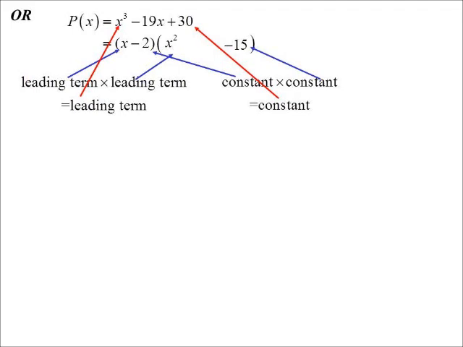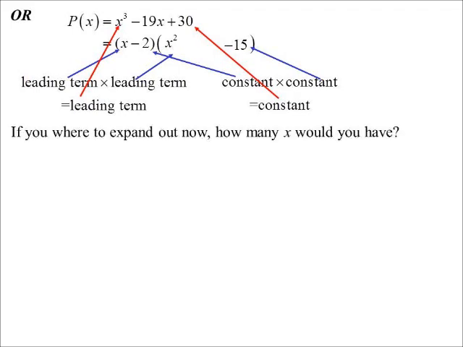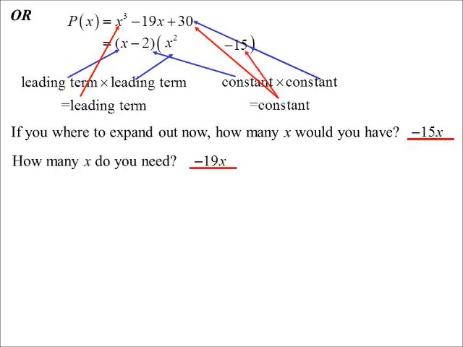And now all I've got to do is work out the middle term, how many x. So I look at that and I say, well, how many x have I got? If I was to expand that out, how many x would I get? Well, I'd get minus 15x. But I want minus 19x.